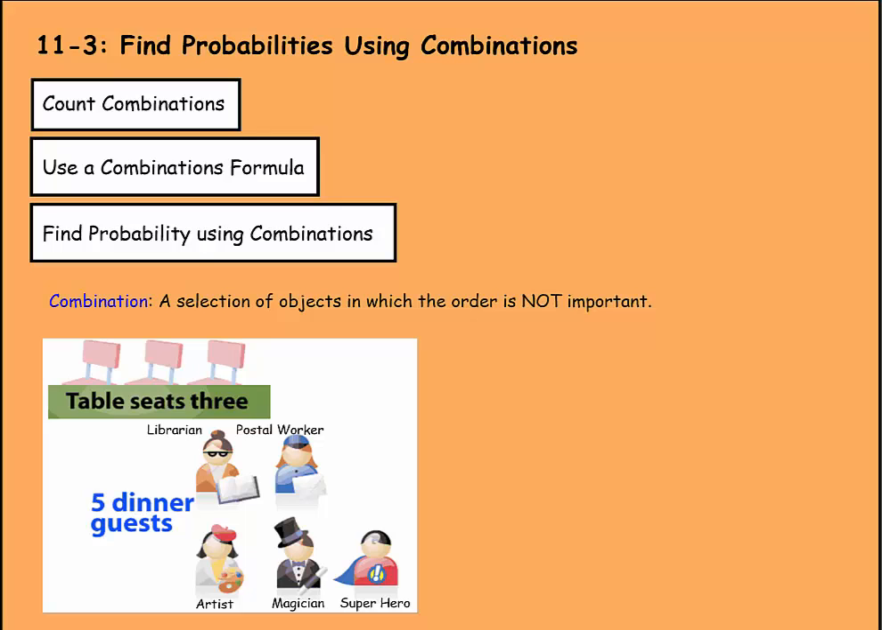We're on lesson 3 of chapter 11, where we're going to find probabilities using combinations. First, we're going to count combinations. Then we're going to use a combinations formula. Then we're going to find probability using combinations.